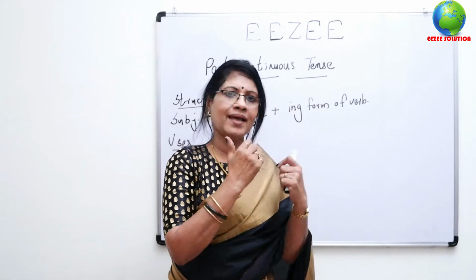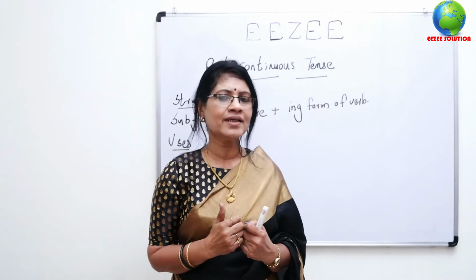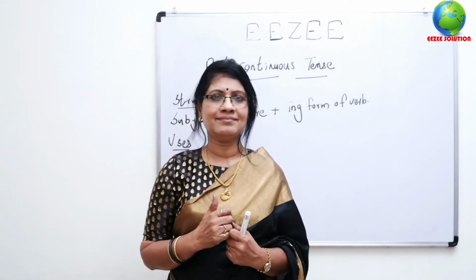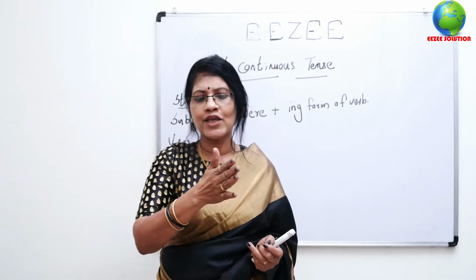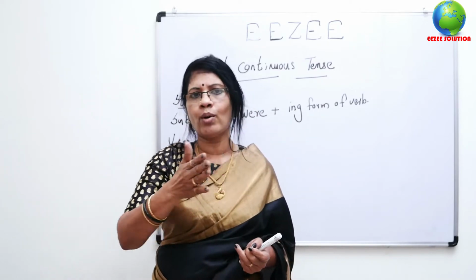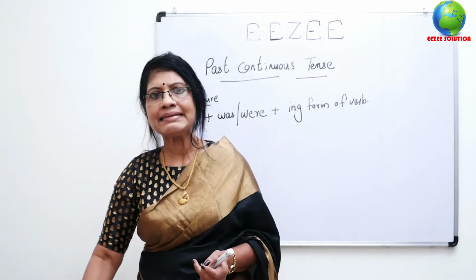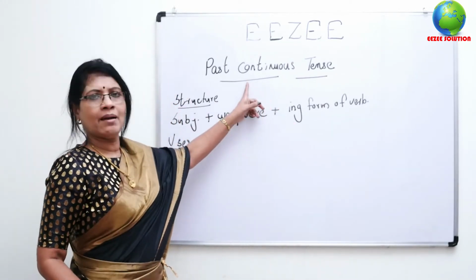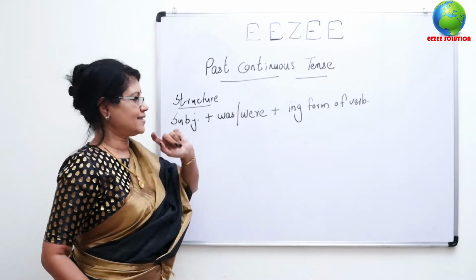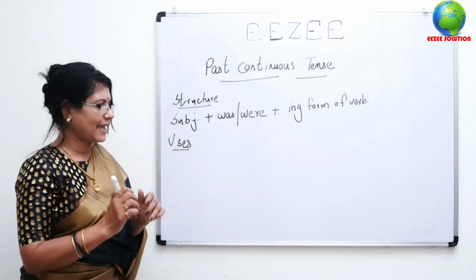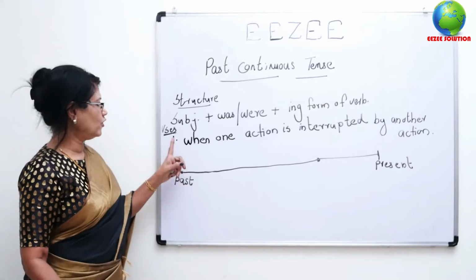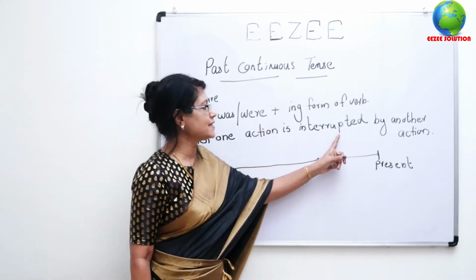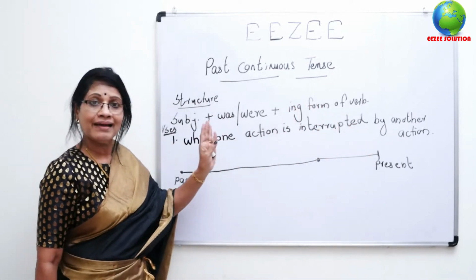While I was cooking in the kitchen, bell rang. I was cooking in the kitchen. The action was going on. And one interruption. Bell rang. So in that case, we can use past continuous tense. I will explain it with a timeline. That is the first use when one action is interrupted by another action.